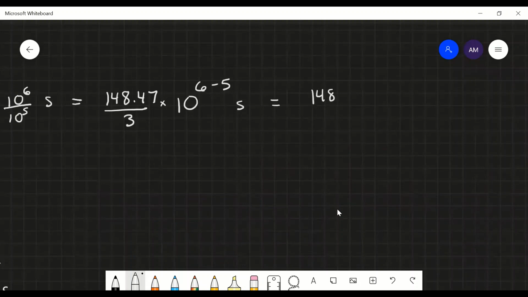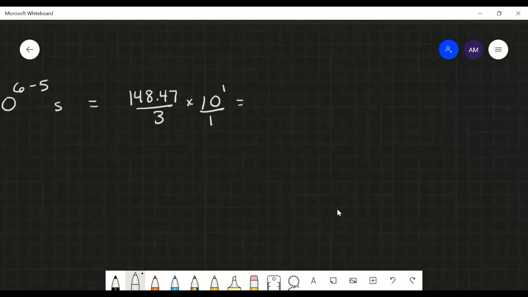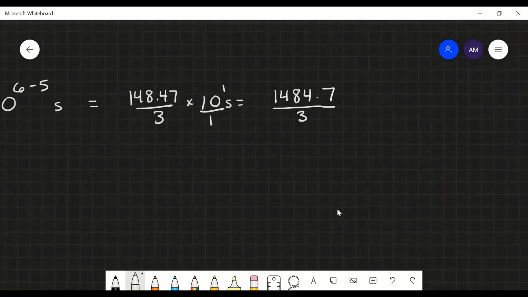So 148.47 over 3 times 10 to the power of 1. And 10 to the power of 1 is just 10. So now we can get a final answer for this, I suppose. Well, let's actually put this into a fraction. So this is over 1. 148.47 times 10 is 1,484.7, divided by 3 times 1, which makes 3. Don't forget the seconds like I just did there.